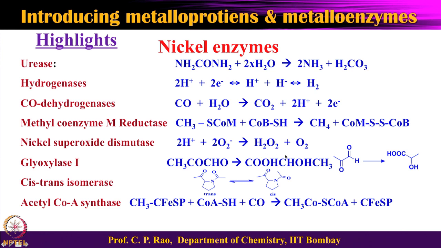I will just show some highlights. Galactose, of course, I will not be discussing. Cis-trans isomerase I will not be discussing because we have not done it even in the main lectures. And acetyl coenzyme A synthase, where the methyl part is transferred to make methyl-CoA. So these are some other things, and we have looked at in the regular course urease, hydrogenase, dehydrogenase, and the methyl coenzyme reductase and glyoxalase, not glyoxalase, I think probably superoxide dismutase, etc.